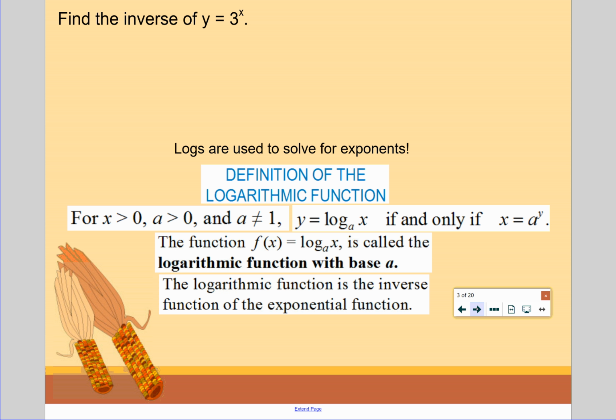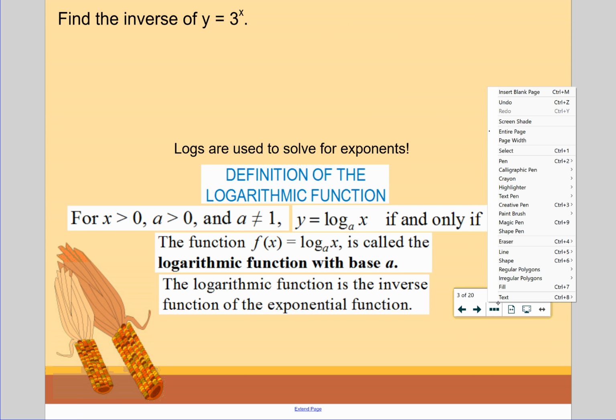So why do we have a log? We have a log to allow us to solve for an exponent. A time in real life where you want to solve for an exponent is maybe you want to figure out how much time your money's in the bank to earn a certain amount. If you think about that compound interest formula, time is in the exponent. You need to be able to solve for that exponent. So that's what we use logarithmic functions for.